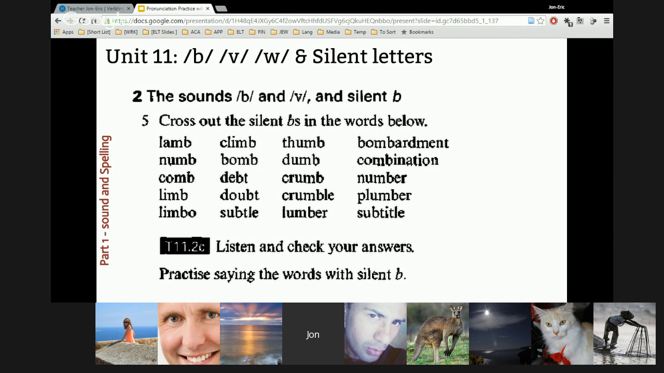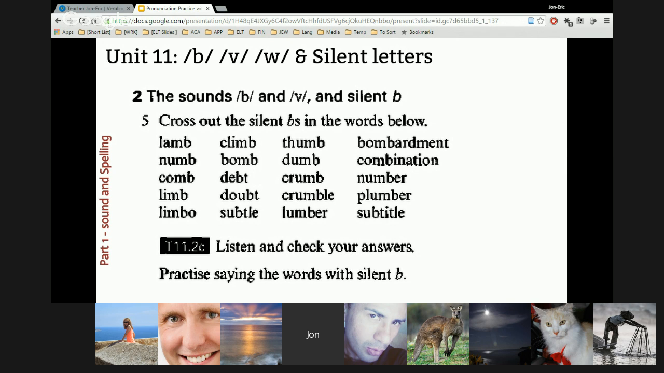Row 4 begins with L-I-M-B. Do you see it? See where we are? Yeah, okay. You're doing the columns. Sorry, I meant row, going across. So 1, 2, 3, 4 starts with L-I-M-B, and then D-O-U-B-T, and then C-R-U-M-B-L-E. That row. Limb, doubt, good.